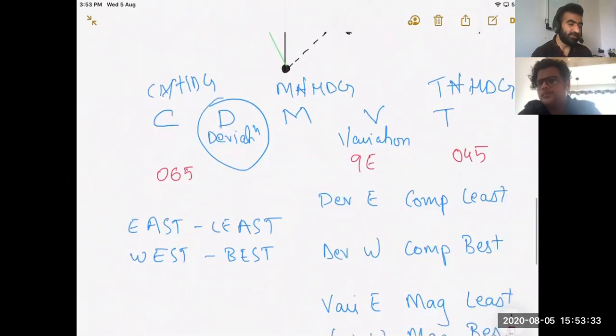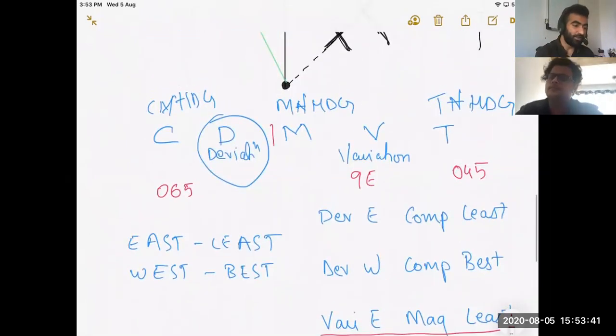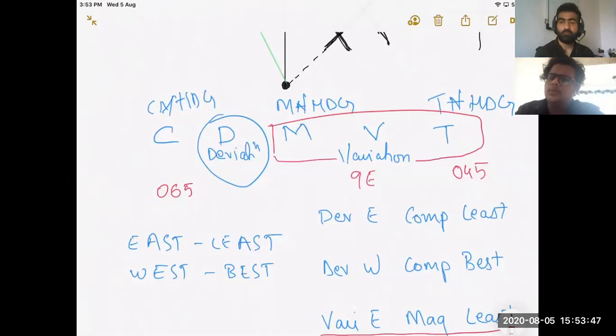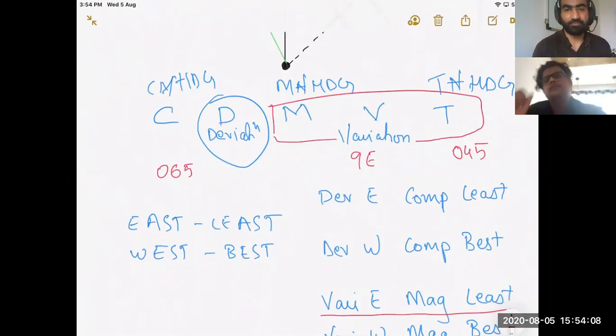what does the formula say? Variation east, magnetic least. Least compared to what? Least compared to the true heading. So will you add 9 degrees to 045 or will you subtract 9 degrees from 045? We'll subtract. Very good. It means the magnetic north is 9 degrees east of the true north. That is the meaning of variation.